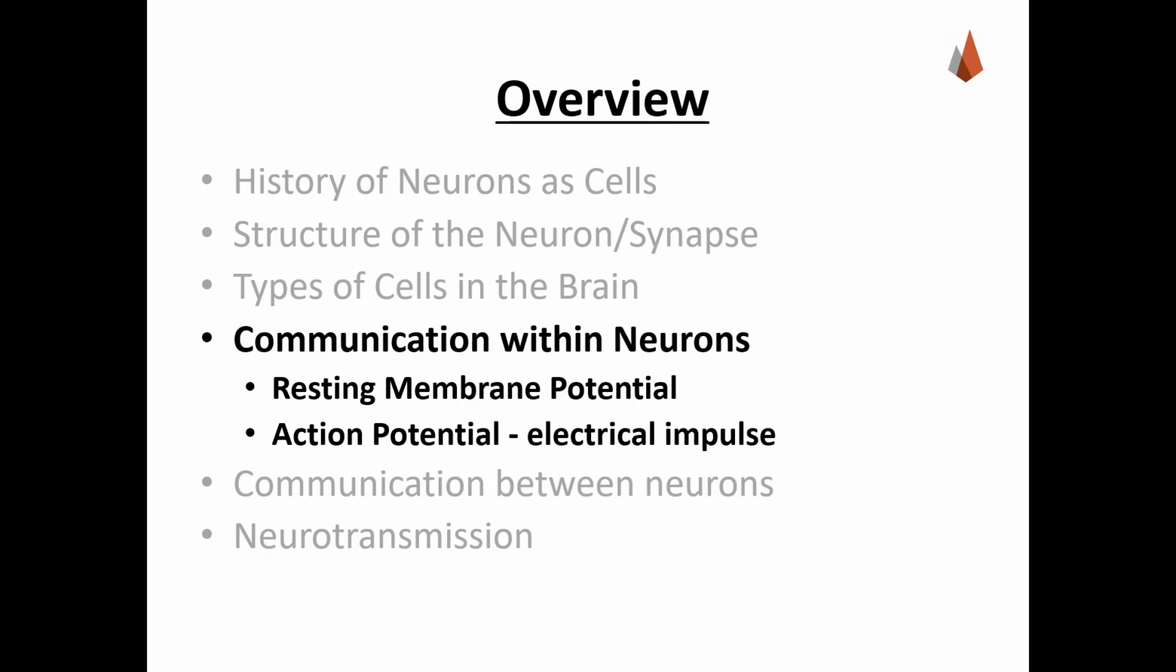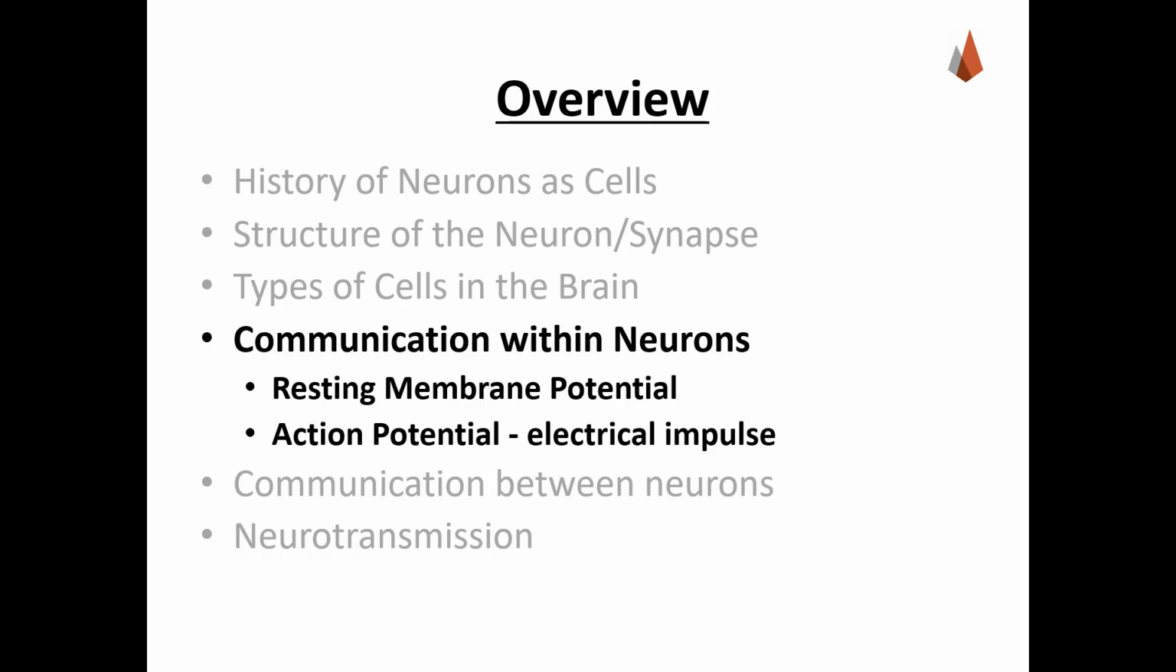So we're in the first half of the lecture. We talked about Ramon Cajal. We talked about neurons as cells and the discovery that they were discrete units. We talked about the structure of various neurons and the structure of the synapse. Right, it's a gap: presynaptic membrane, postsynaptic membrane. We talked about the types of cells in the brain, the glia, the oligodendroglia, the astrocytes, and all that kind of stuff.